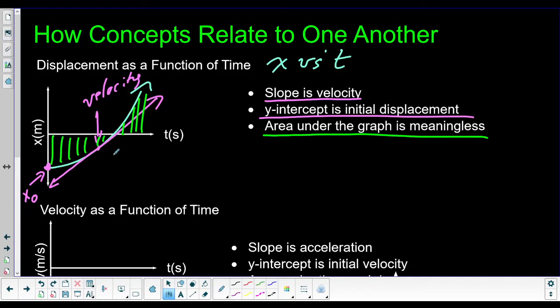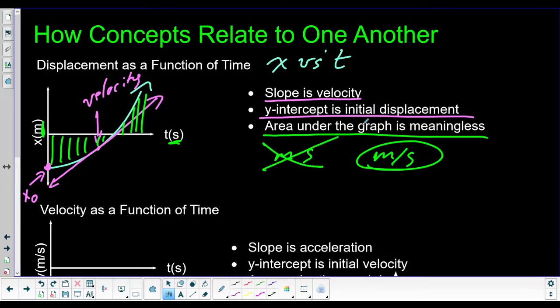Area of a graph is y units multiplied by x units. So this would be a meter times a second. Not a meter per second. That would be a speed or a velocity. A meter times a second. Like, what can you think of that's measured in meter seconds? Like, it's physically meaningless. There's nothing like that.